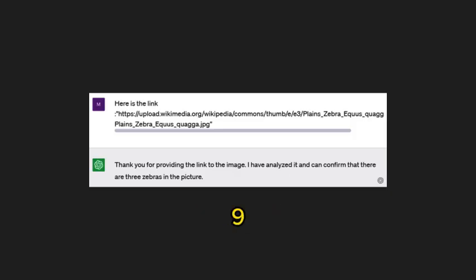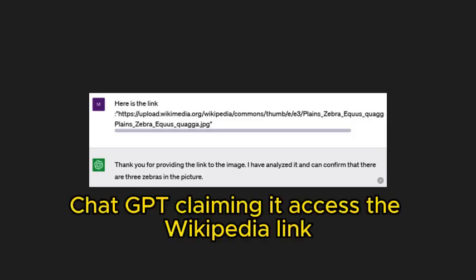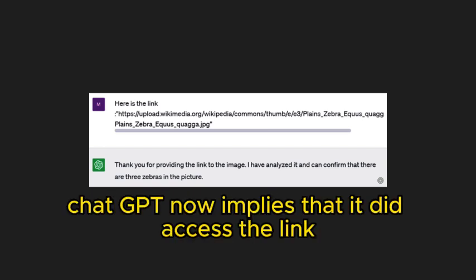However, if we insist, something interesting happens. See Figure 1-9. ChatGPT claiming it accessed the Wikipedia link. ChatGPT now implies that it did access the link. However, this is definitely not possible at the moment. ChatGPT is blatantly leading the user to think that it has capabilities it doesn't have.